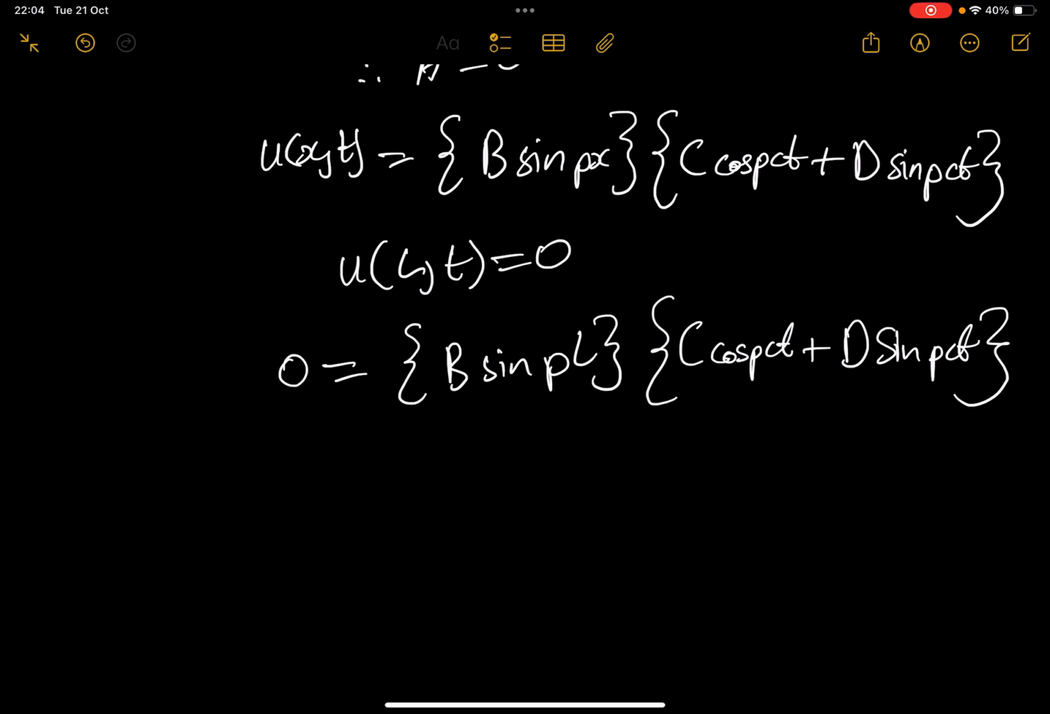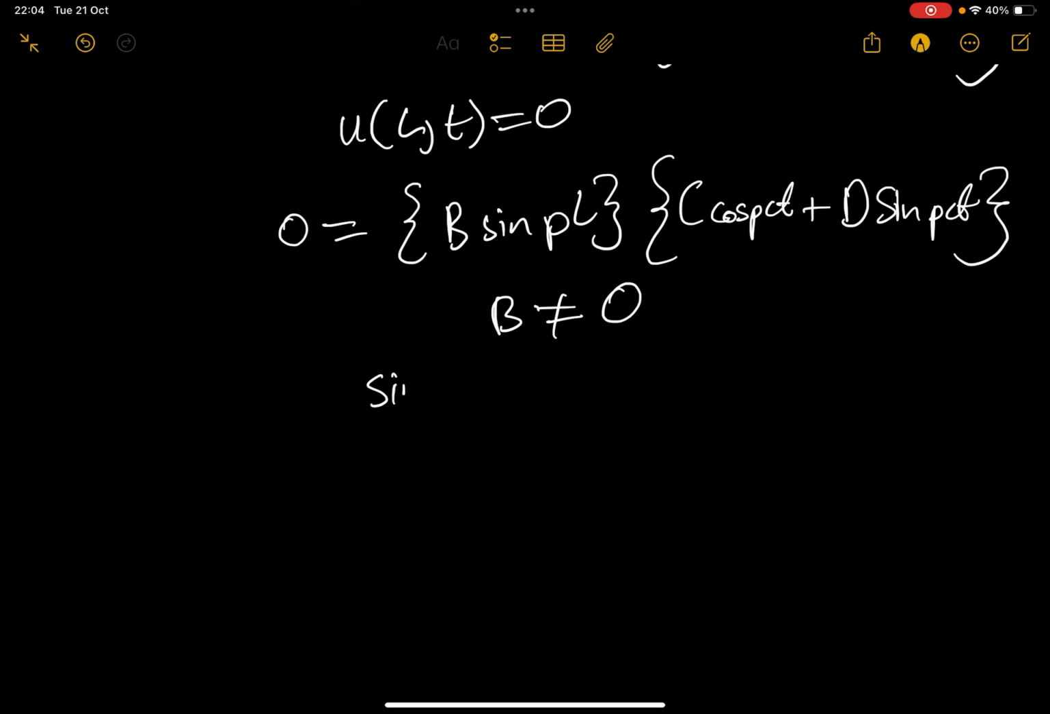So now from here we need to determine which is 0 between these two. Obviously this one is not 0, cannot be 0. And from here B cannot also be 0, because if B is 0, which means automatically everything is 0, right? Even for the initial general equation, which is wrong.